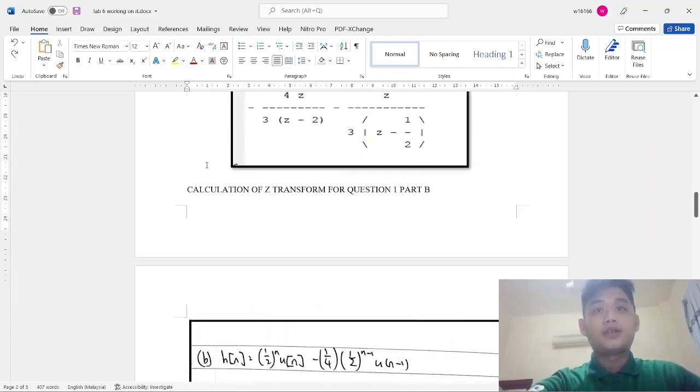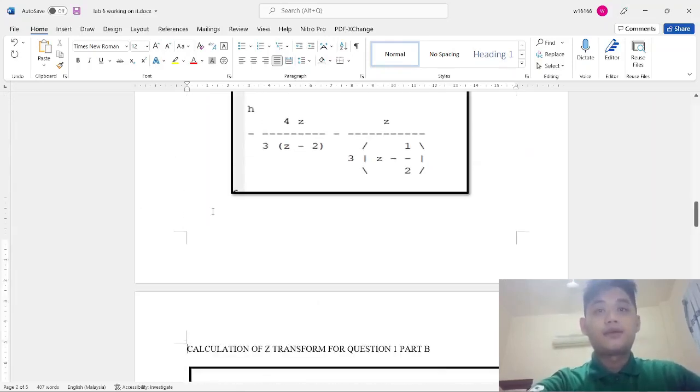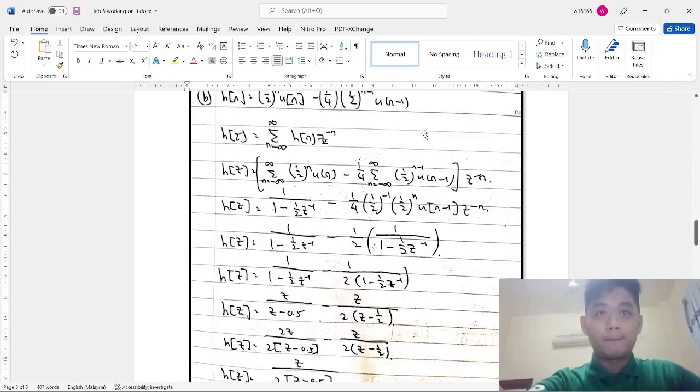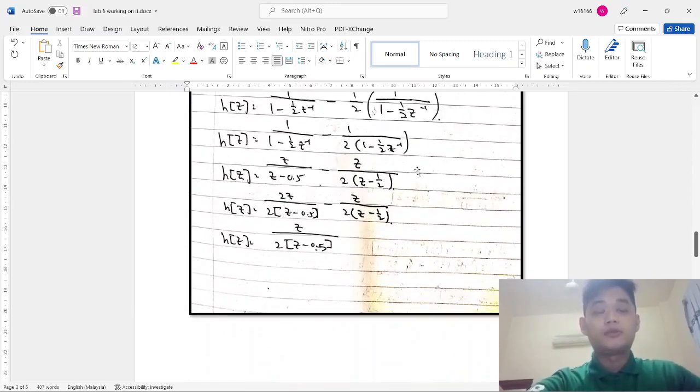Now moving on to the next question, we have half to the n un minus 1 over 4, a quarter, multiplied with 1 over 2 to the n minus 1 un minus 1. Through the Z transformation method, by following the Z transform pair table, we get the final answer, which is z over 2 multiplied with z minus 0.5.